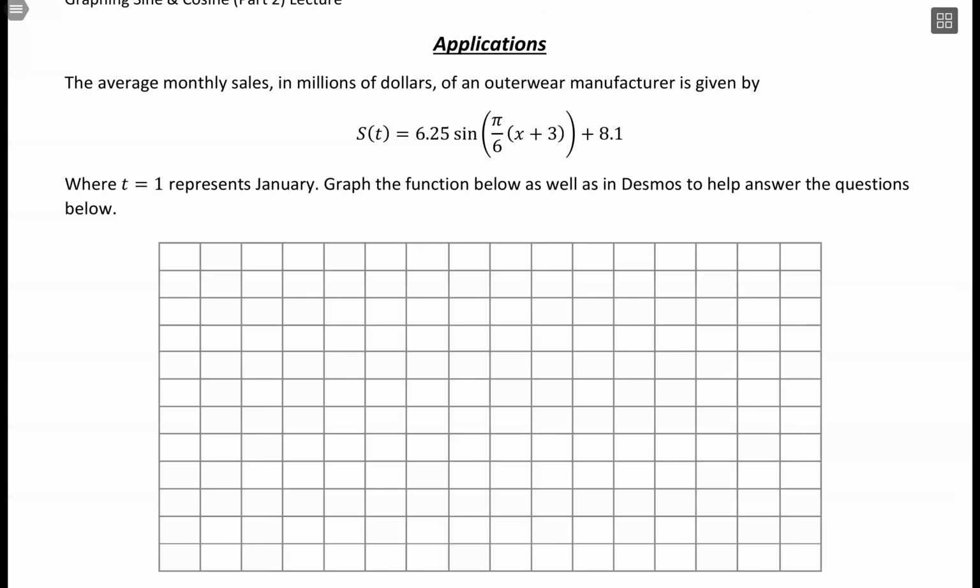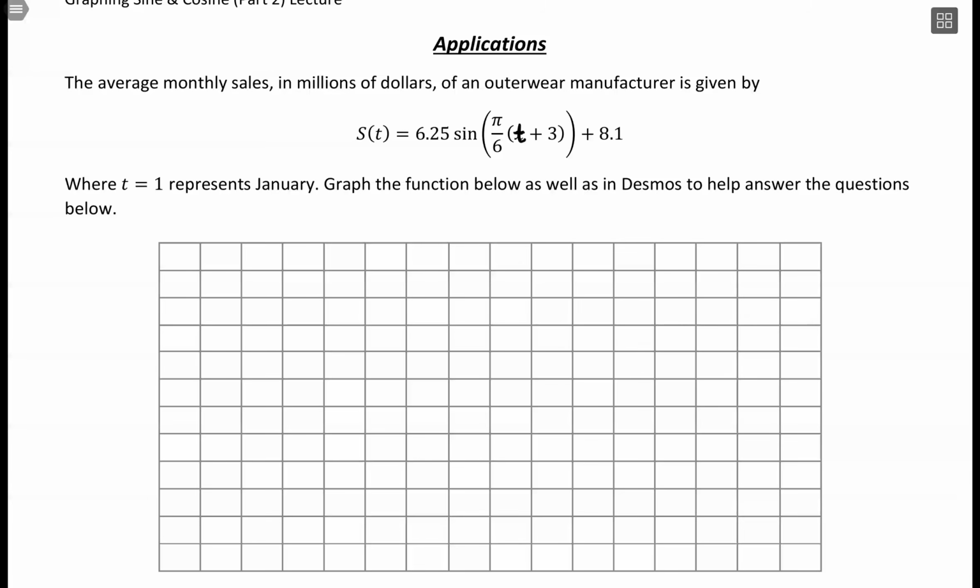Okay, so this first example here, they're giving us the function, and actually, sorry, I need a little correction there. That variable there should be t, not x. So this function's mapping sales, and sales in millions of dollars, and it's mapping based on time t, where t is representing the month of the year. So t equals 1 represents January, and 2 is February, until we get to 12 for December.